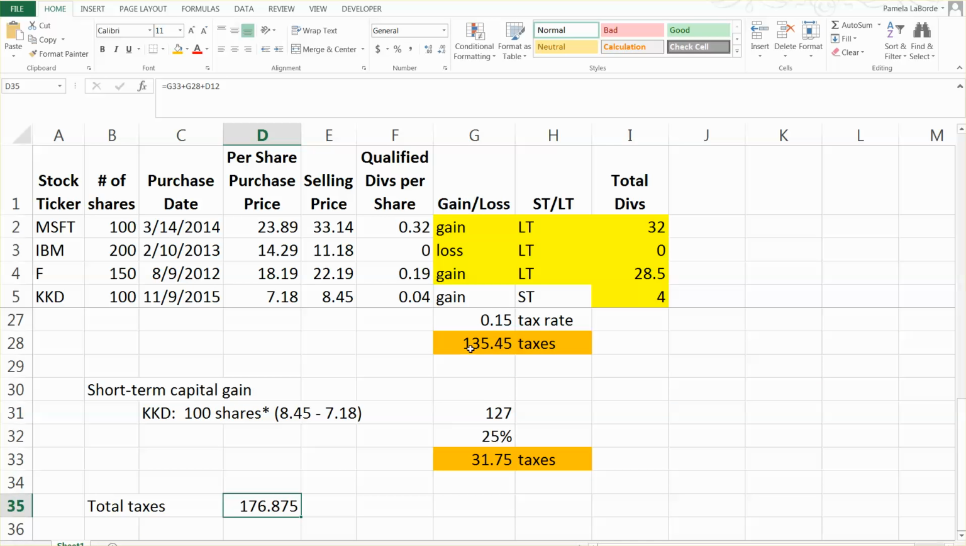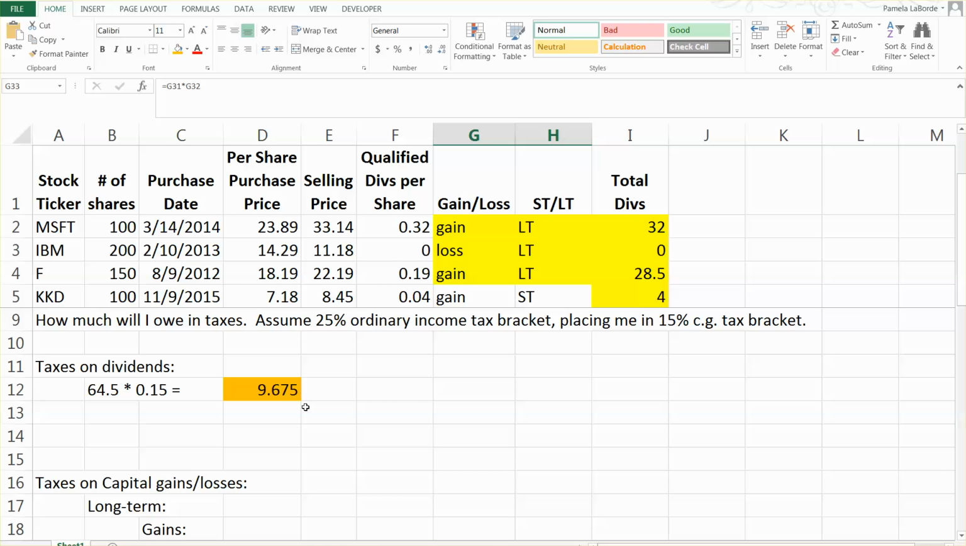The deal is though, these taxes right here in orange will be paid when I file my taxes for 2015 because they relate to capital gains and losses. And I only pay those taxes the year I sell the securities and generate the gain or loss. Actually, technically, I only pay it when I file my taxes for that specific year. This tax amount is paid in various years.